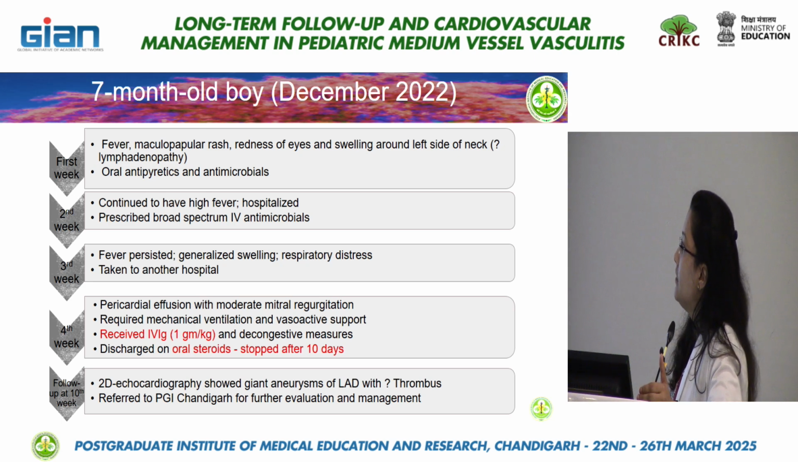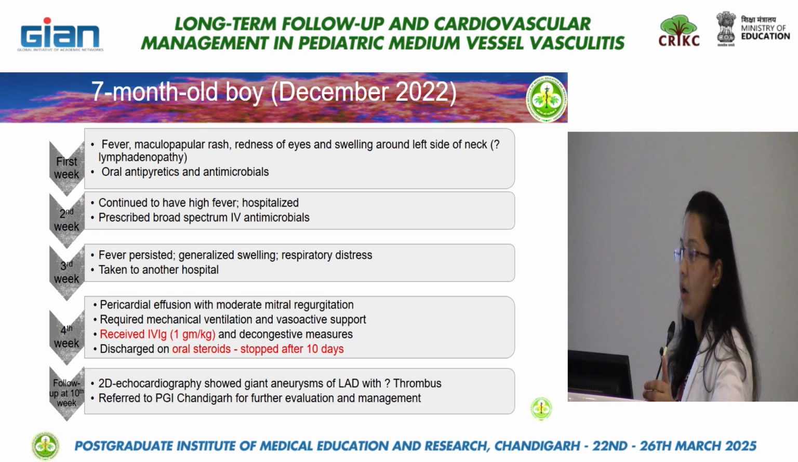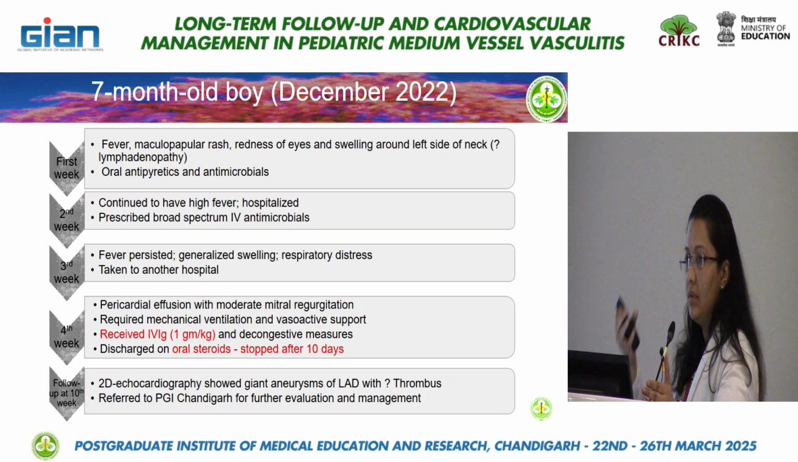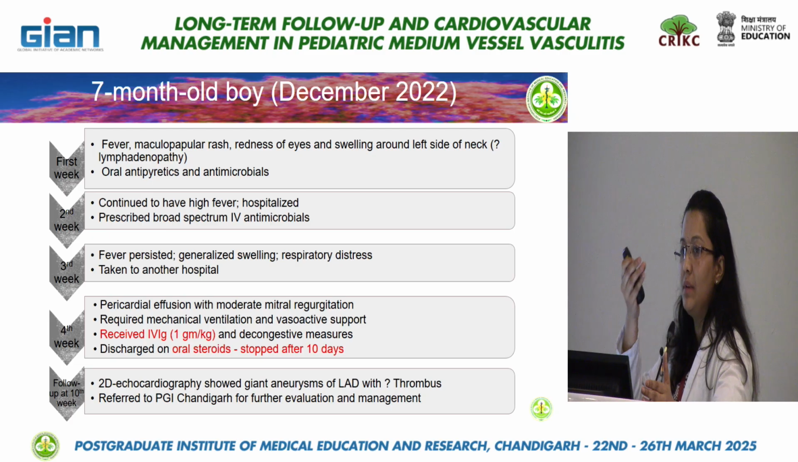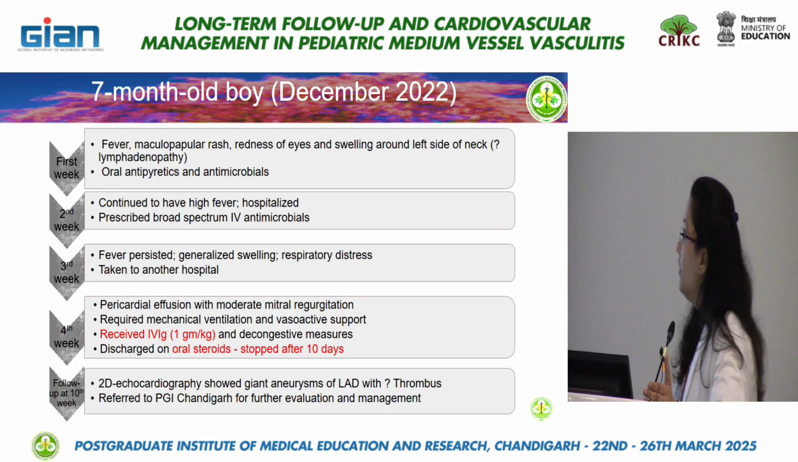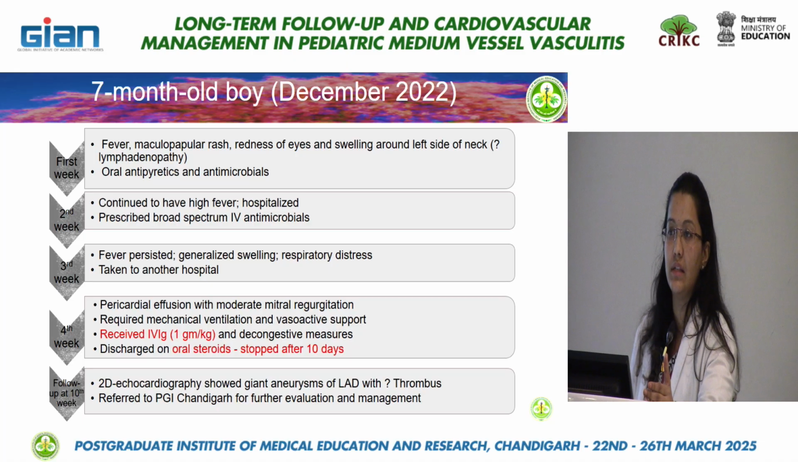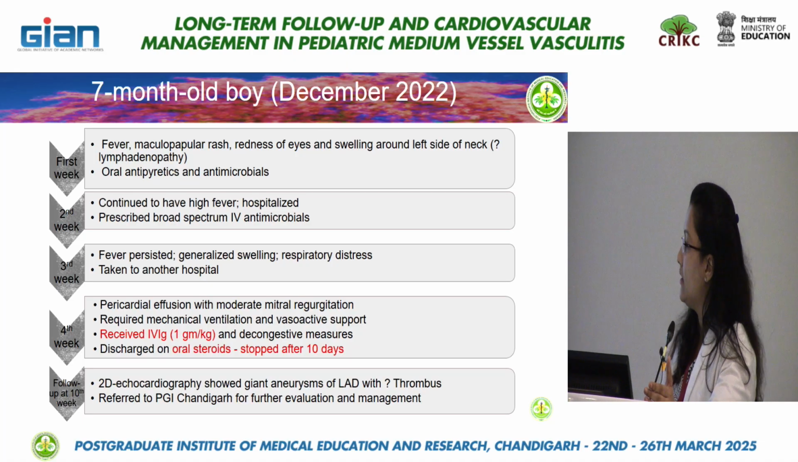So that was when something like viral myocarditis was thought of, and child received IVIG. This was during the 4th week of illness. And then when he went for a follow-up at 10th week, the echo showed there was some dilatation of the coronaries. That was when the referral came to PGI. So this was possibly a Kawasaki disease which was missed in the initial presentation.